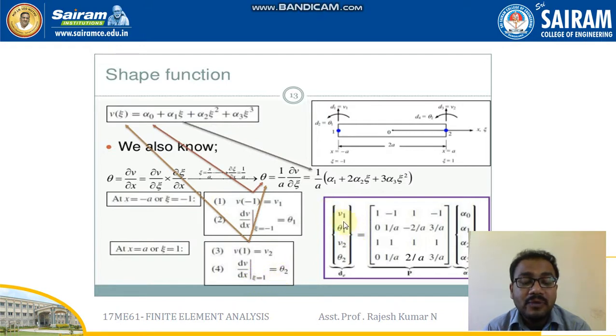So I can write either as a d vector or this vector, that is v1, theta 1, v2, theta 2, which can be written as: 1, minus 1, 1, minus 1; 0, 1 by a, minus 2 by a and 3 by a. You can see that 2 and 3 are common in this equation. Similarly here everything will be positive, and in the fourth row we will get 0, 1 by a, 2 by a and 3 by a. You need not be confused by this; I'll just be converting this into the required form, and this remains as it is, that is alpha naught, alpha 1, alpha 2 and alpha 3.